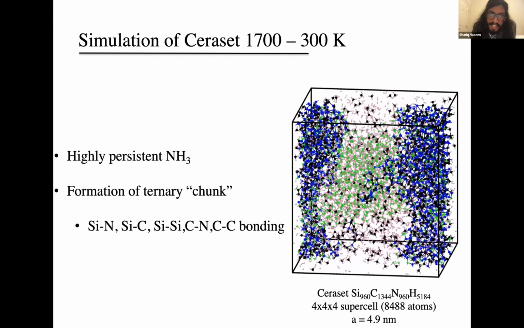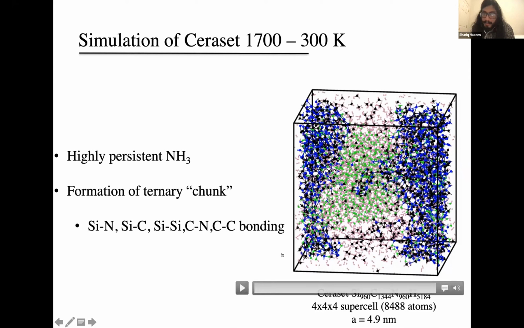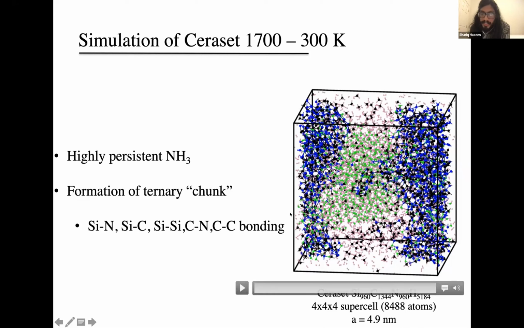This chunk exhibits silicon-nitrogen bonding, silicon-carbon, silicon-silicon, carbon-nitrogen, carbon-carbon bonding. All the hallmarks you expect to see in amorphous SiCN ceramics. So although we have very persistent ammonia, the bulk is coming out right. And with removal of gaseous species, it is very likely that the structure will be a 3D bulk extending in each of the dimensions, of course.